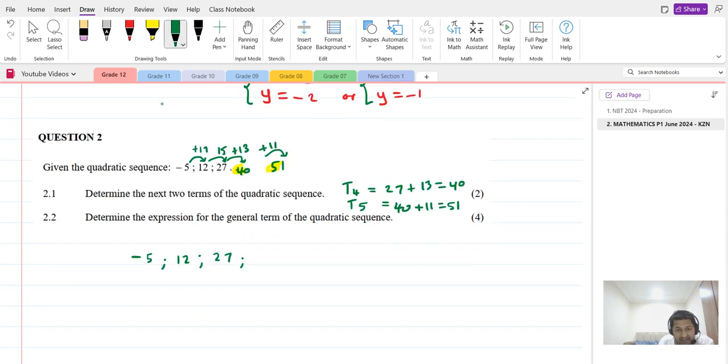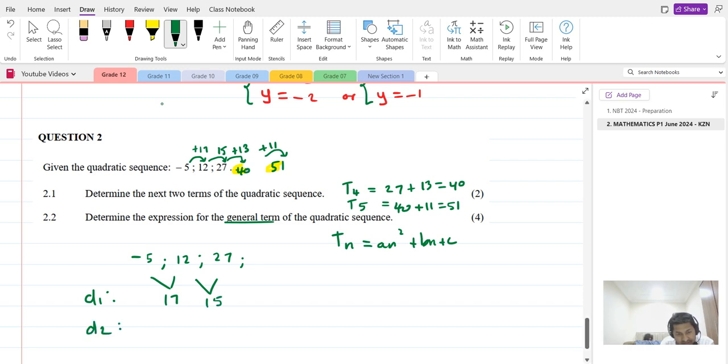Now finding the general term of the expression. General term is Tn equals an squared plus bn plus c, and you know the formulas. 2a equals d2, so we're going to work that out. So we can see 12 minus 5 is 17, that's difference 1, and 27 minus 12, that's 15. Then difference 2 is 15 minus 17, which is minus 2. So what are the three formulas? 2a is equal to d2. So a is equal to minus 1.